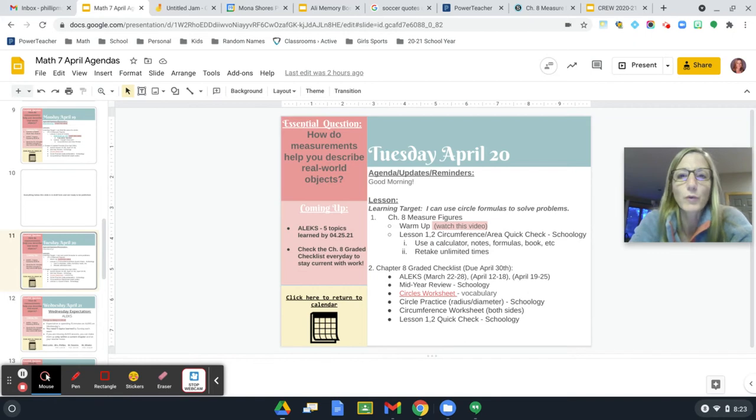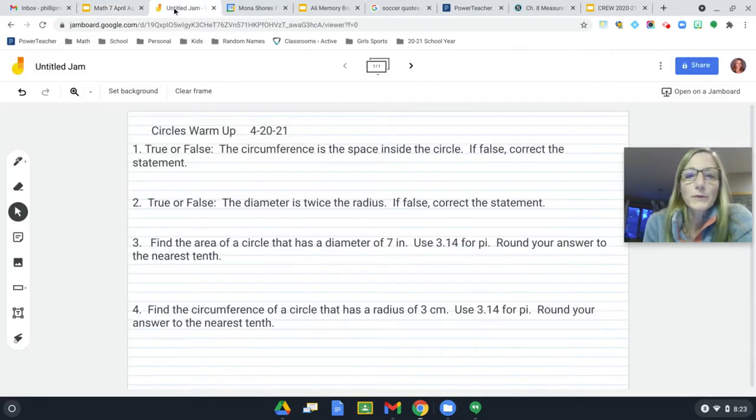Ready to take your quick check today. So, if you look, we have a learning target of I can use circle formulas to solve problems. And so, once we do our warm up, just to review circumference and area of circles, you're going to then head into a quick check. Here is your warm up right here.